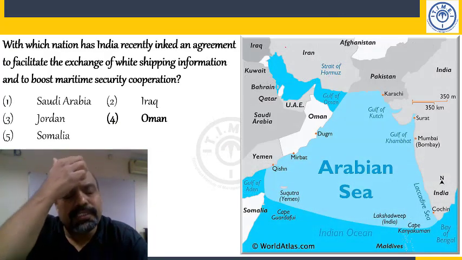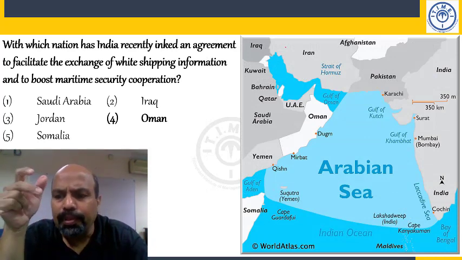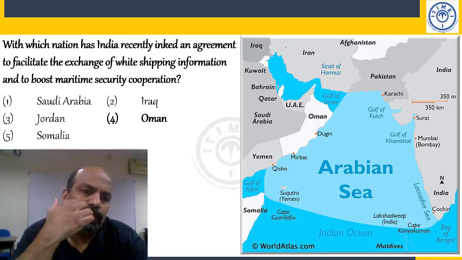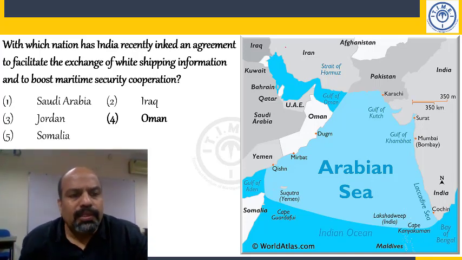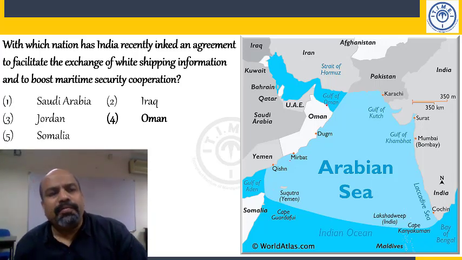With which nation has India recently inked an agreement to facilitate the exchange of white shipping information and to boost maritime security cooperation? Oman is the answer. So what is white shipping? See, this is Oman. The capital is not mentioned. Muscat is here, if I'm not wrong. This is where Muscat is. But anyway.